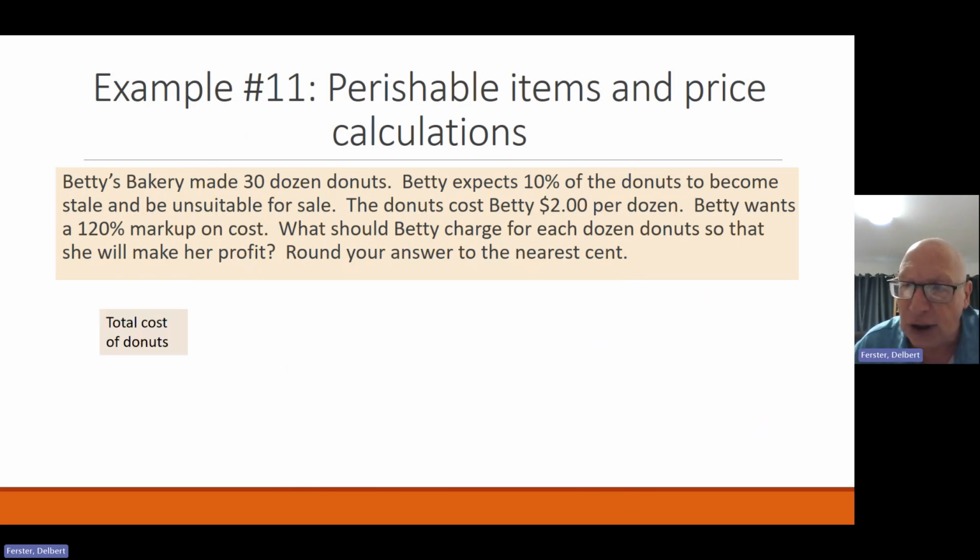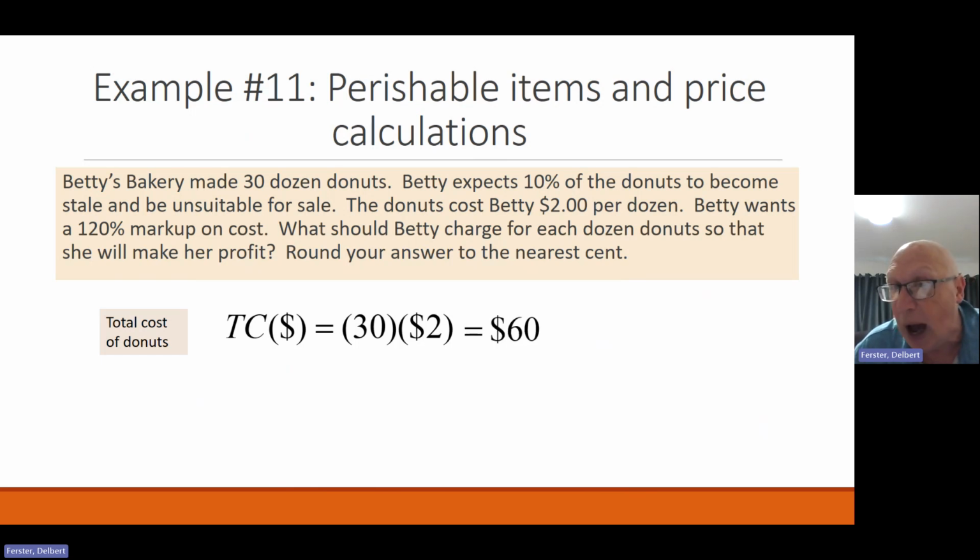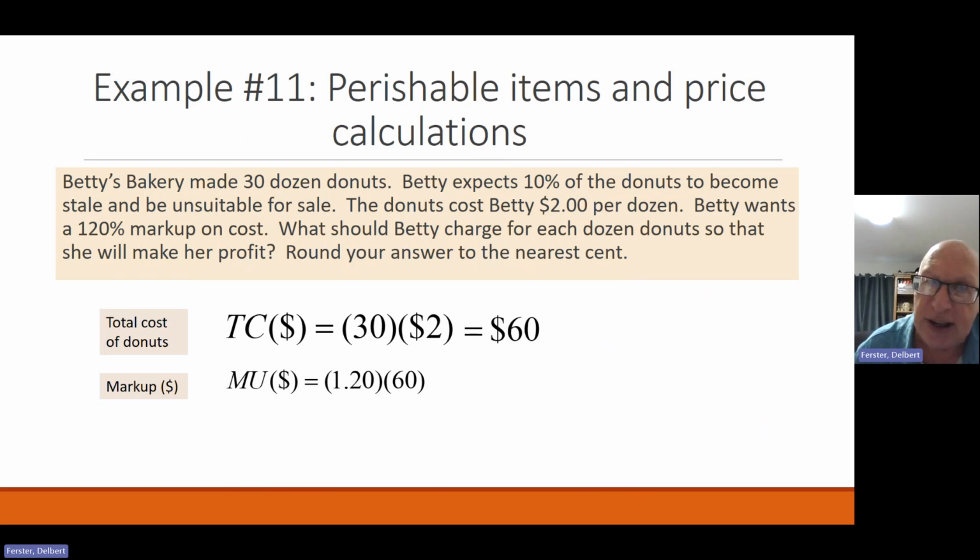Okay, so let's go get it. The cost for Betty for these donuts. Remember, back there it says it costs her $2 to make each dozen. She's making 30 dozen, so her total cost is $60 to get those 30 dozen donuts in her shop ready to rock and roll. Betty's not going to sell them at cost. Oh no, nobody would. You want a markup. Betty wants to make some bucks. So she wants to mark up 120% based on cost. So if we find her markup, it's simply going to be 1.20. Again, that's the 100%. All right, the 120%, 1.20.